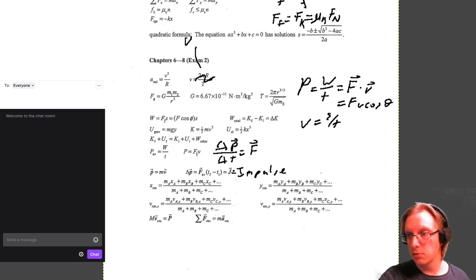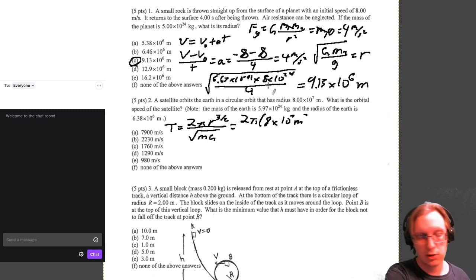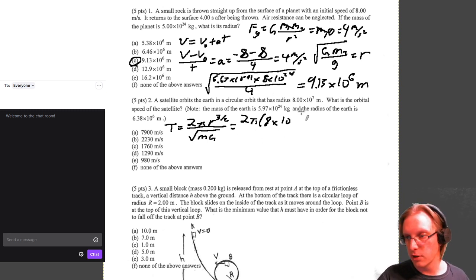2 pi r cubed to do r and gm. Good. So now we have a period for this thing. Plug our numbers in. 2 pi, we have a radius of the orbit, which is 8 times 10 to the 7 meters. 7 to the 3/2. I like my units, but sometimes I don't have the space for them. Make sure you don't do something stupid, like what I tried to do here.